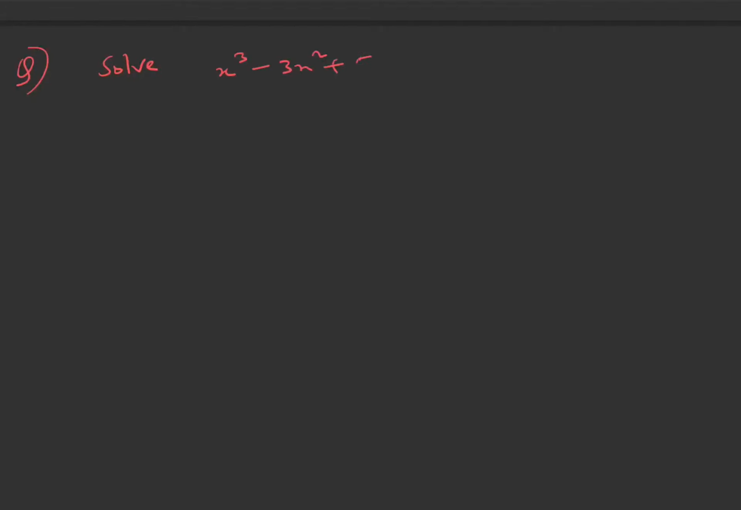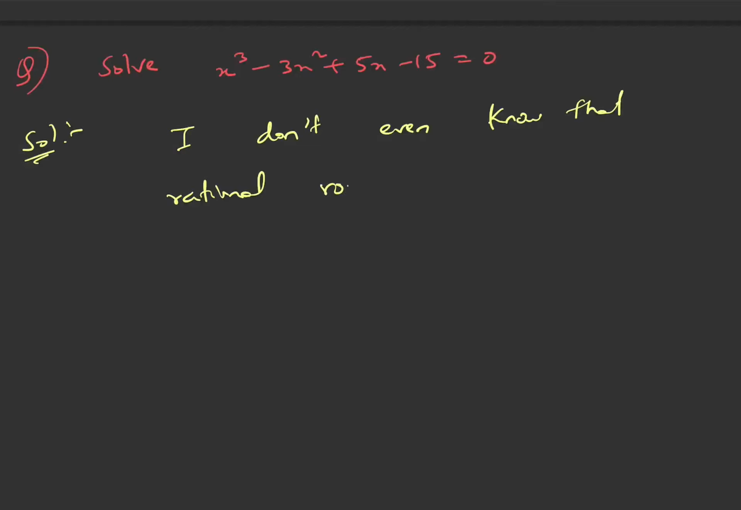Solve x cube minus 3x square plus 5x minus 15 is equal to 0. So I need to solve this. So you see, now no hint is given in the question. So I am trying to find a rational root. I don't know whether a rational root really exists or not. At this point, I don't even know that rational roots exist for this equation.